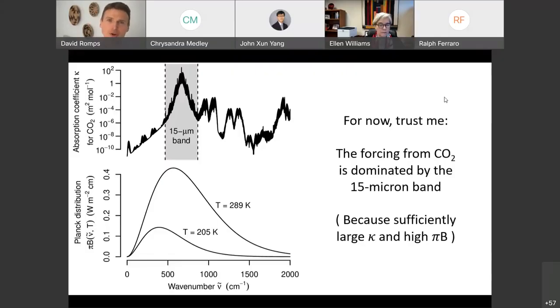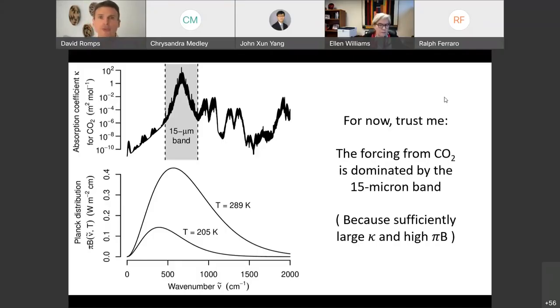Now, this is where you have to just trust me, and I'll tell you that most of the forcing, the vast majority of the forcing from CO2 comes from the 15 micron band, which I've highlighted in gray here. And the reason for this is that in this band we have sufficiently large kappa, but not too large. And also we have high values of the Planck distribution. This is where the Planck distribution would be sending out to space a lot of the radiation. CO2 has high enough kappa to interact with that and change things. So it's the 15 micron band that's generating most of the forcing.